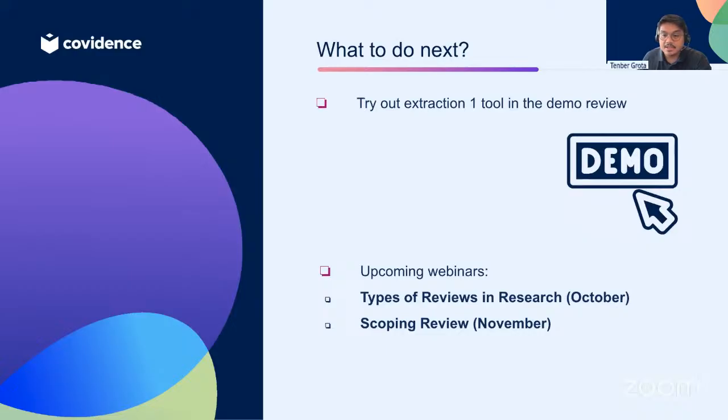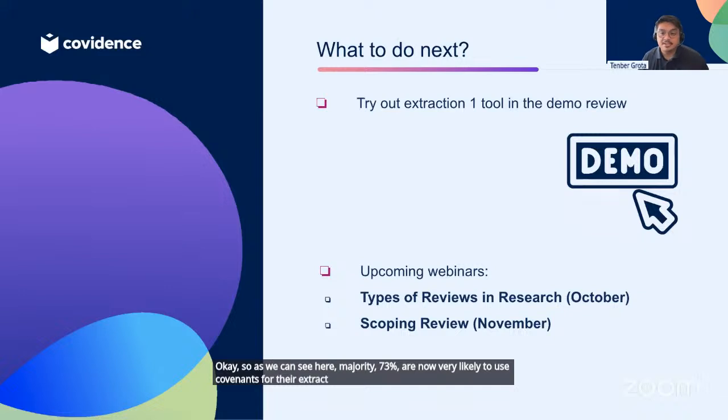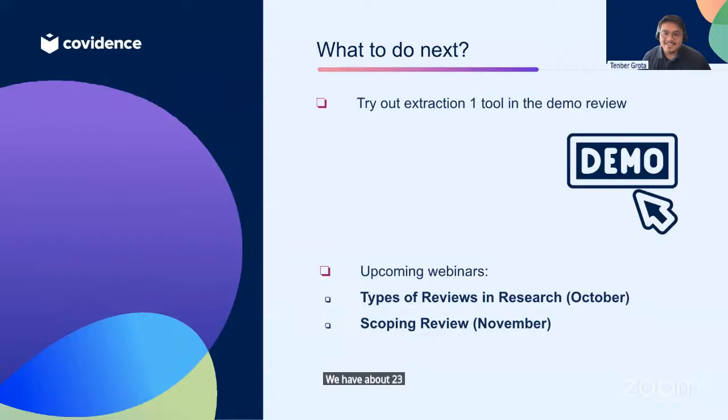Okay, I'm just going to end the poll now, and I'm going to share the results. So as we can see here, the majority, 73%, are now very likely to use Covidence for their data extraction. We have about 23% that are still undecided, and we have about 4% who are very unlikely.